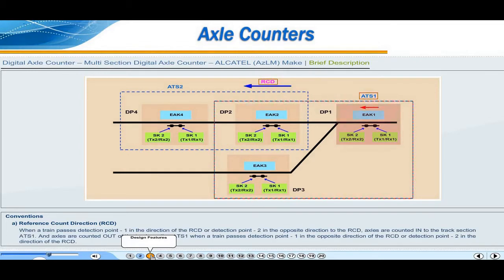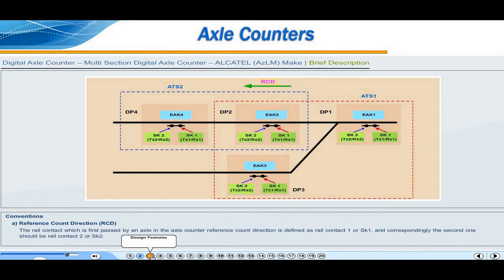When a train passes detection point number 1 in the direction of the RCD, or detection point number 2 in the opposite direction to the RCD, axles are counted into the track section ATS1. Axles are counted out of the track section ATS1 when a train passes detection point number 1 in the opposite direction of RCD or detection point number 2 in the direction of RCD.